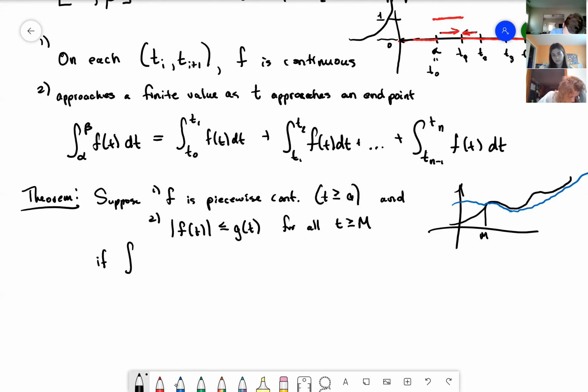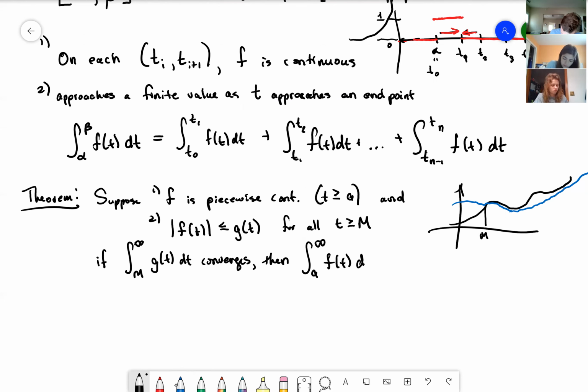If the integral from m to infinity of g of t dt converges, then the integral from a to infinity of f of t dt converges. We don't get the value that it converges to, unfortunately, but we at least get that it converges. We're not going to prove this rigorously, but it's kind of straightforward to see why this should be true.